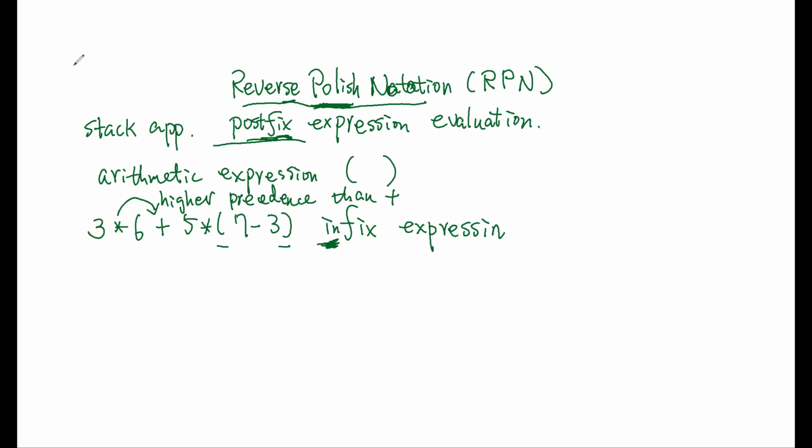Okay, let me copy down this, then we are going to start to discuss. Why can't I write over here? Let me just clear everything out, because otherwise I may not have enough space to rewrite everything. So let's repeat this expression: 3 times 6, and then plus 5, then times 7 minus 3.